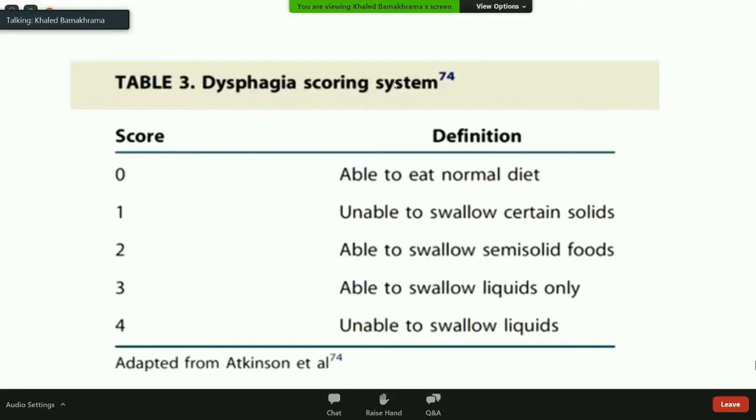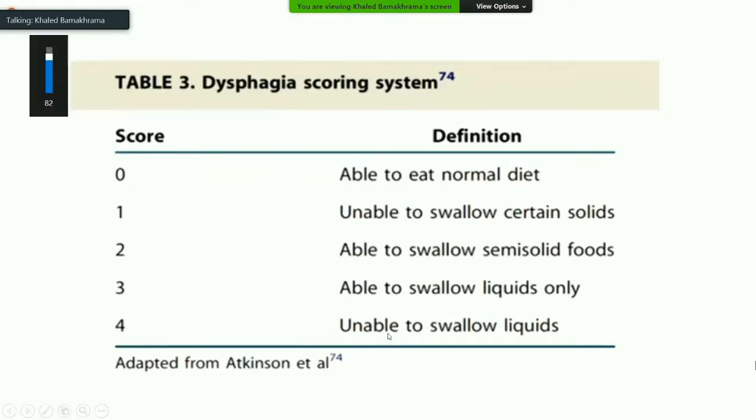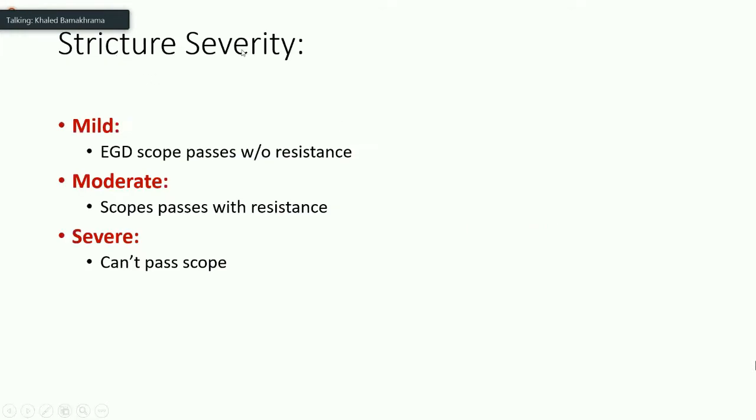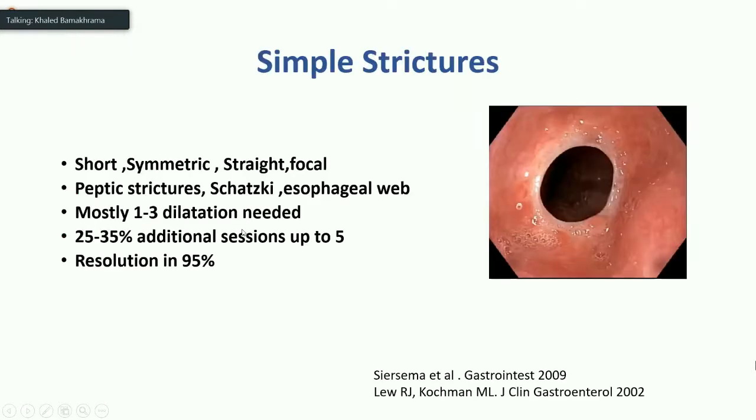The dysphagia scoring system is very important. Say, for example, if you have a patient who is unable to swallow liquid, so this is a really difficult case, like our patients. The stricture severity also, you can assess it easily by the endoscopy. If the scope passes without resistance, this is mild. If the scope passes with resistance, this is moderate. And if you cannot pass the scope, this is a severe stricture.